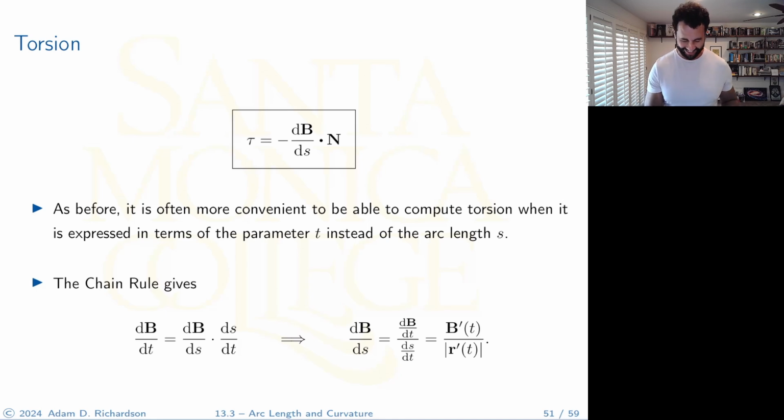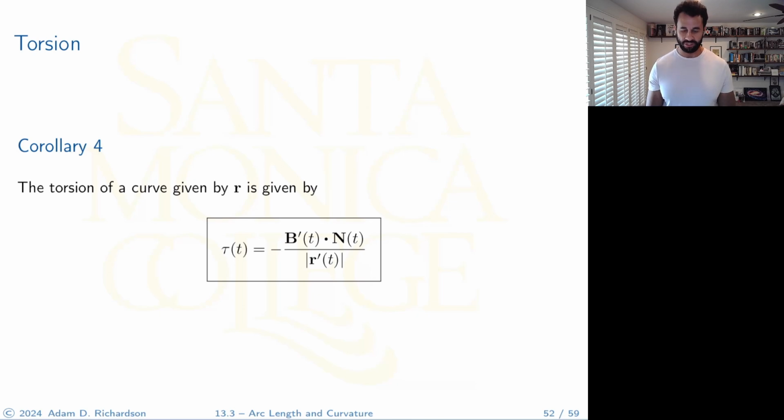So here we go. The chain rule once again gives that dB/dt is equal to dB/ds times ds/dt. This lets us solve for dB/ds by just dividing. But dB/dt is just B prime, and ds/dt is the length of r prime. And there we go, now we have another formula for torsion. If you want to use the parameter, it's the opposite of B prime dot n over the length of r prime.